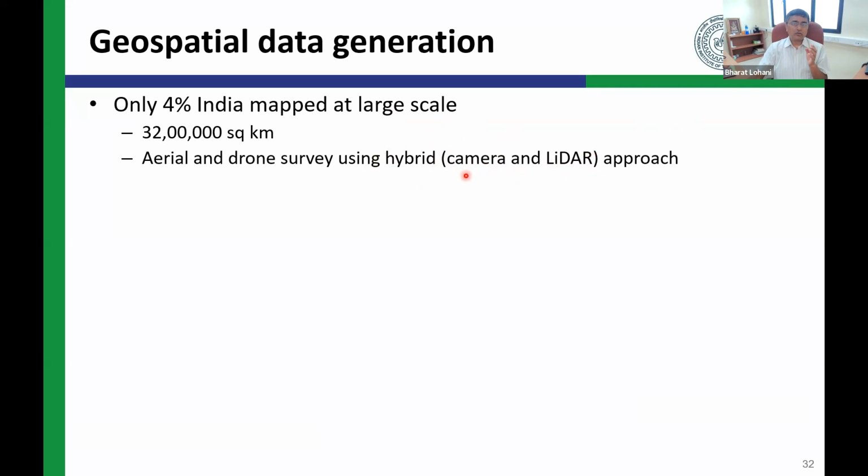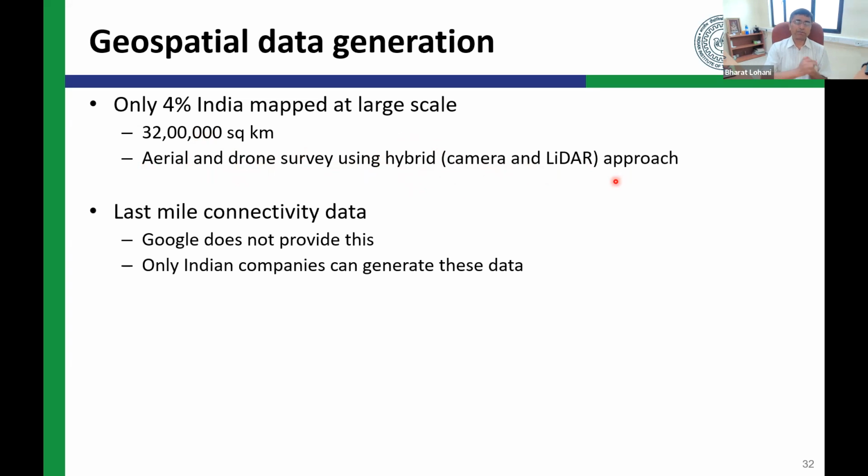Because though I can generate the 3D geometry also with the camera images, those data have limitations. That's why the LiDAR is being used here. So across the world, the modern way of capturing data is now this hybrid approach where we fly both camera and LiDAR. So there is a scope in India to map 96% of India now with this kind of sensor. So it's a big area for the work.